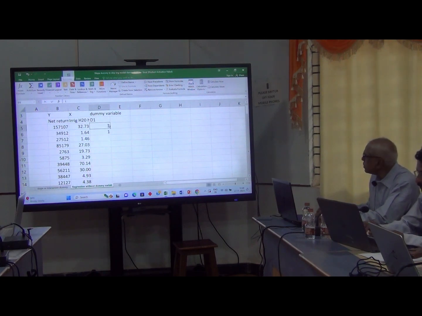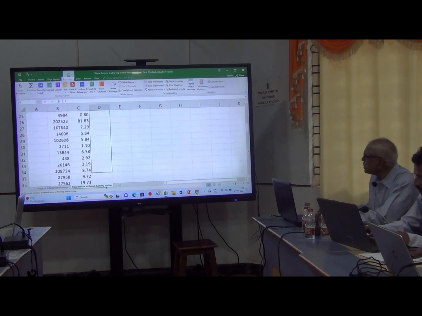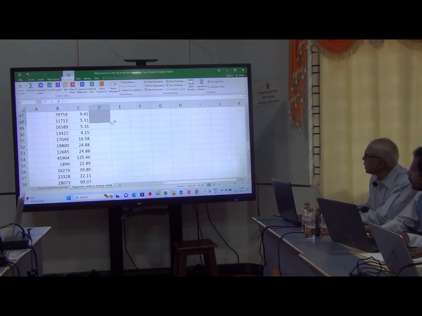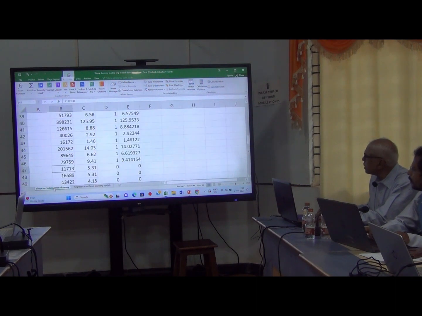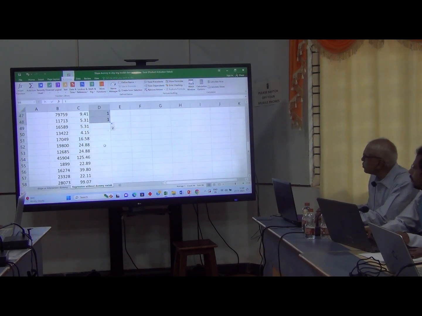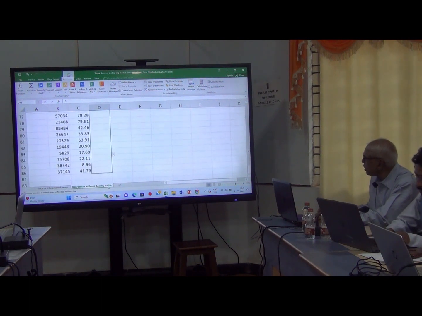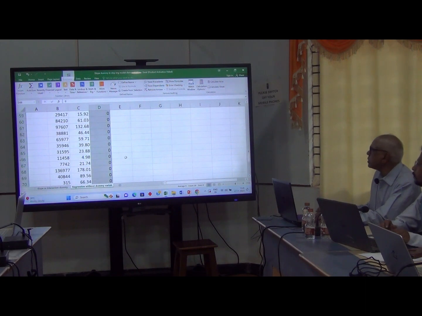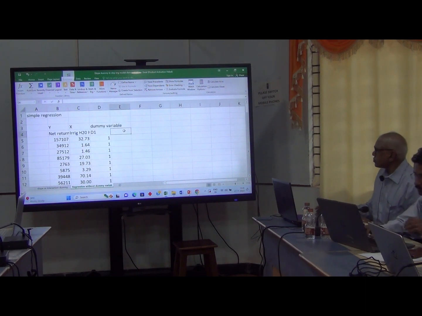Just copy it and go till 11,713. Is it 1 till 11,713 or 0? So from here it is 0. Copy it. You know how to do this? I think all of you know this. So now I have put the dummy variable differentiating the drip farmers from flow farmers.